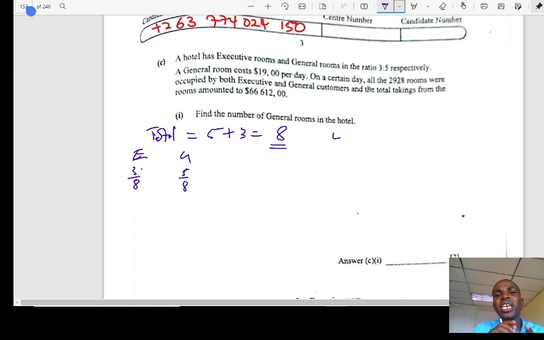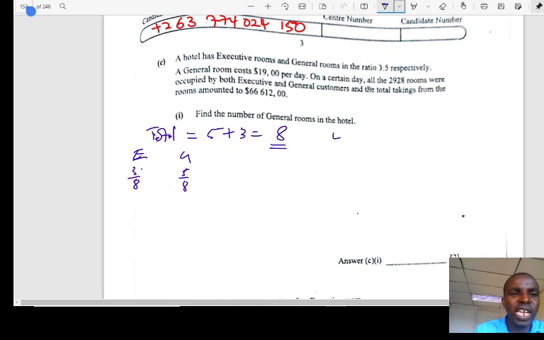Occupied by both executive and general customers, and the takings from the rooms amounted to $66612. Find the number of general rooms in the hotel. So what do you do in this case? We have already explained here.